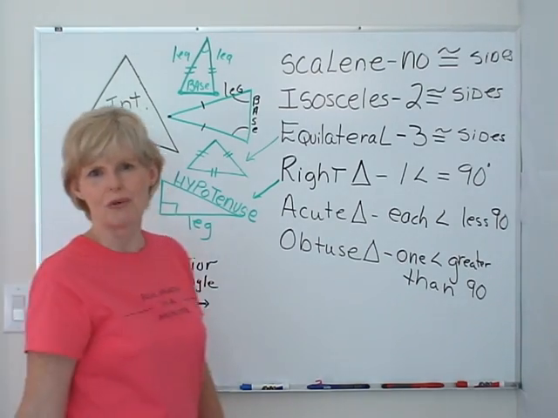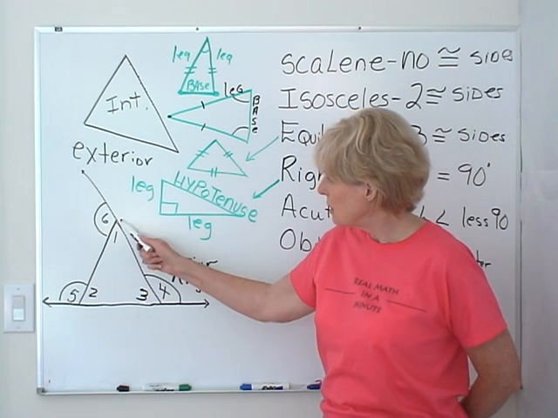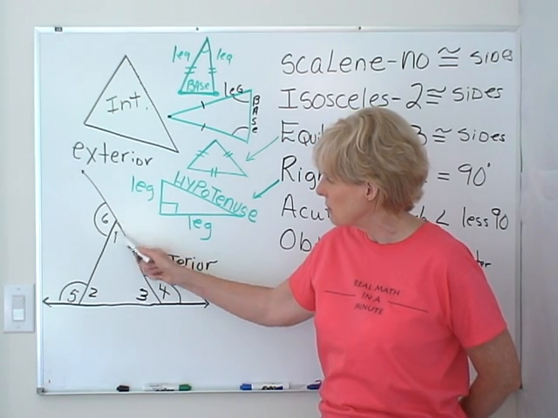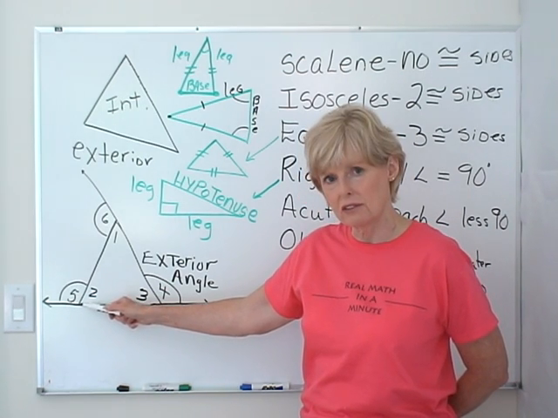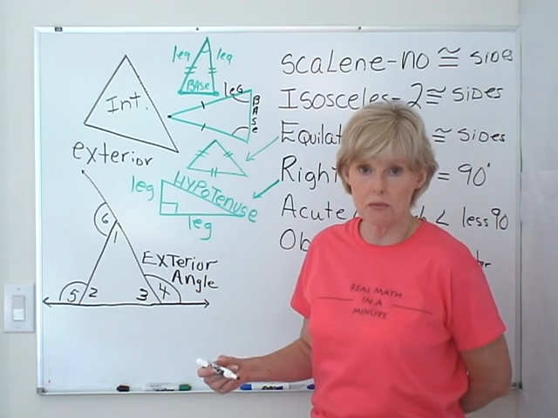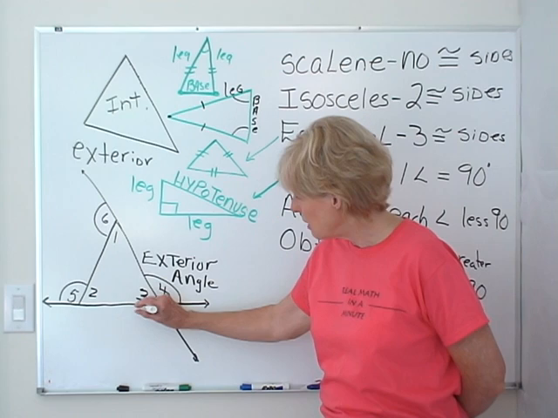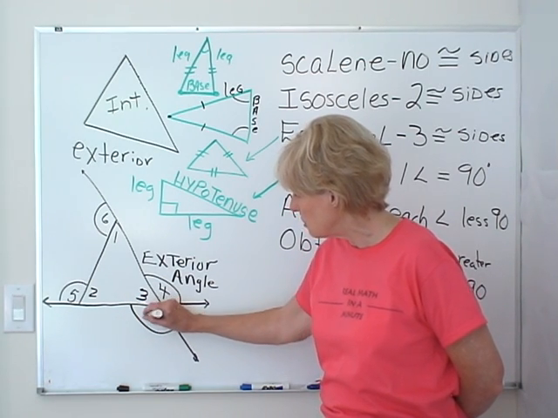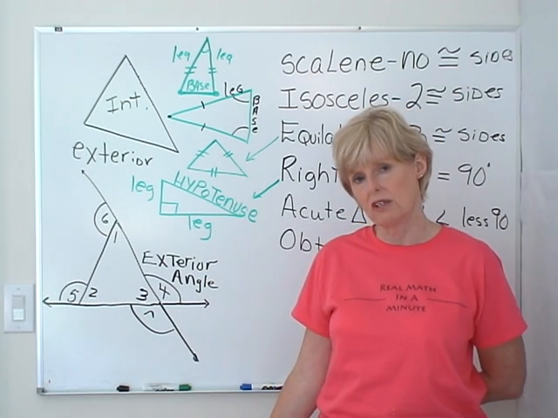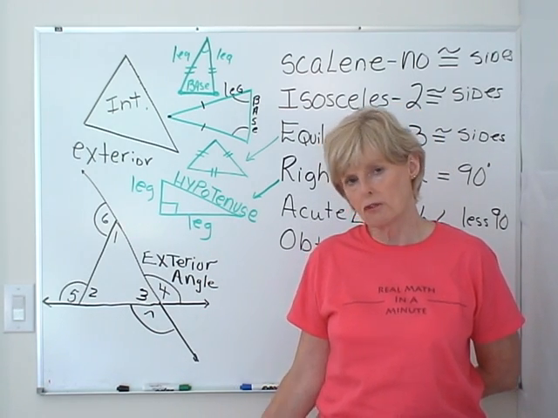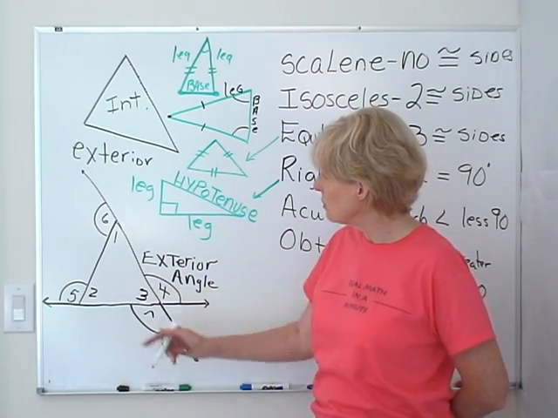So far, I've drawn one exterior angle at this vertex, one exterior angle at this vertex, and one exterior angle at this vertex. And I could draw even more. I could extend this again, and I could have angle 7, which is another exterior angle. And I could do that at each one of the vertices of that triangle. So I just wanted you to know what exterior angles and interior angles are.